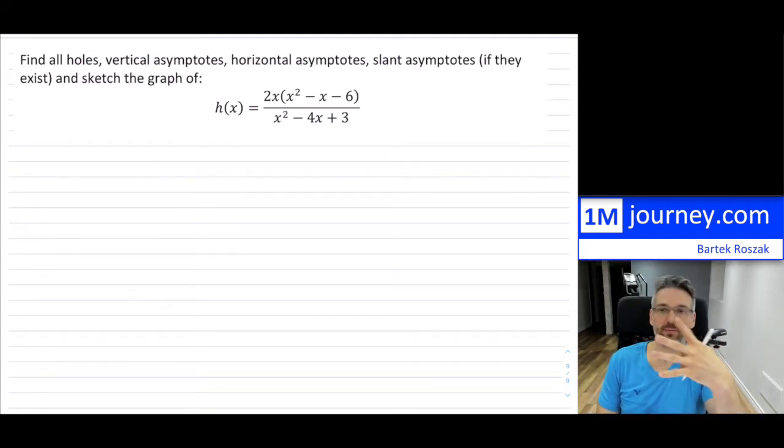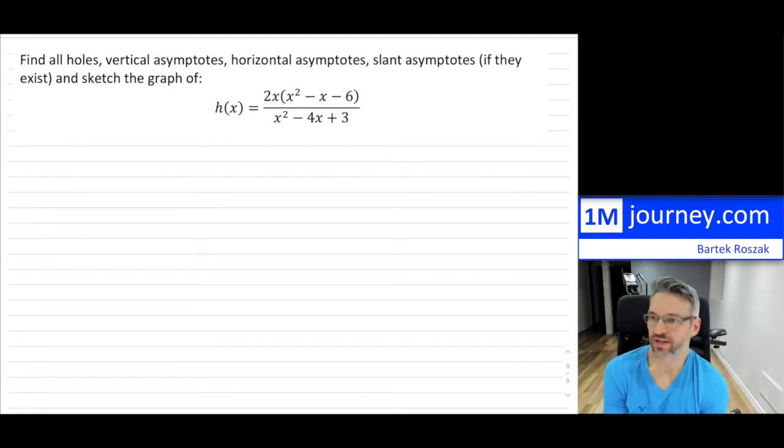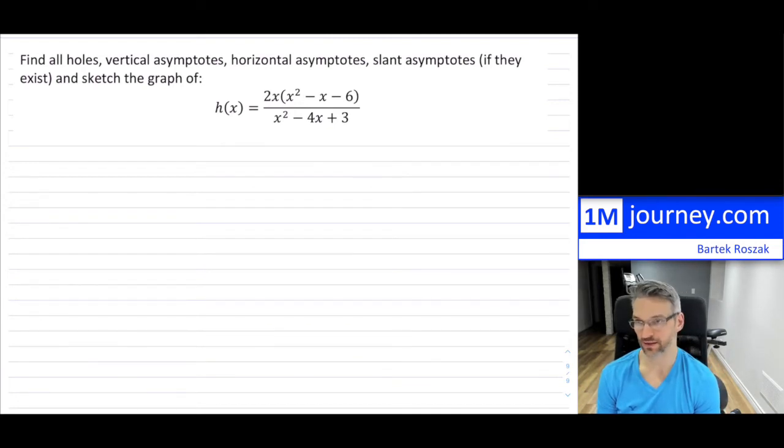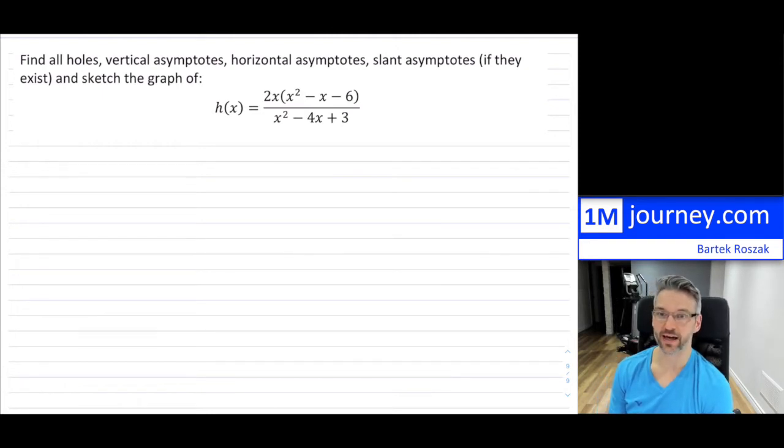All right, so question number 4. Here it says find all the holes, vertical asymptotes, horizontal asymptotes, and slant asymptotes if they exist. And then we want to sketch the graph. Sketching again. Let's take a look and see how we would approach it.